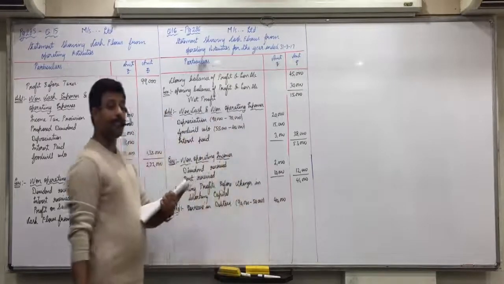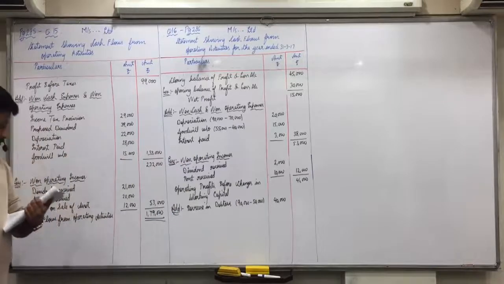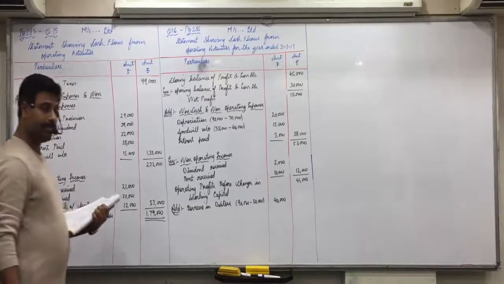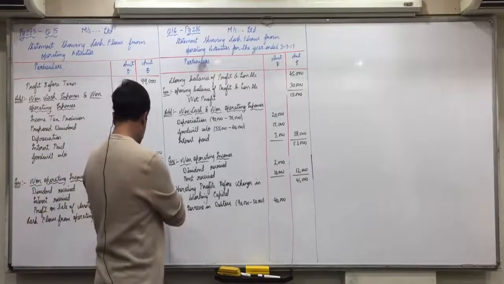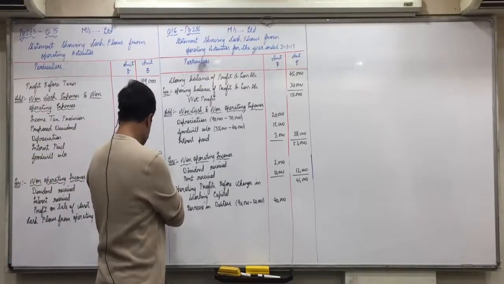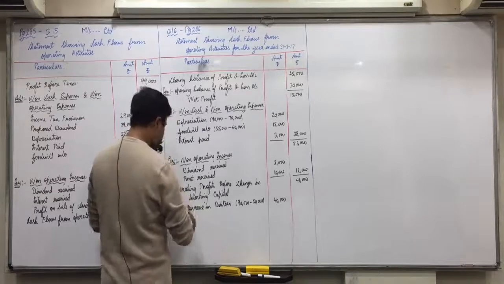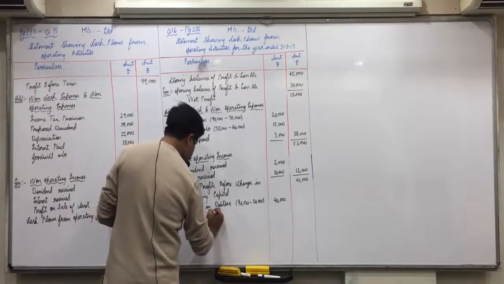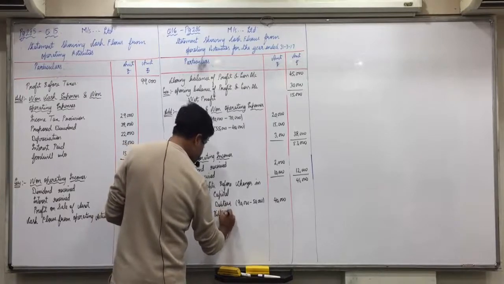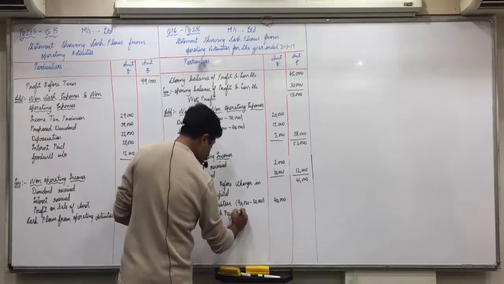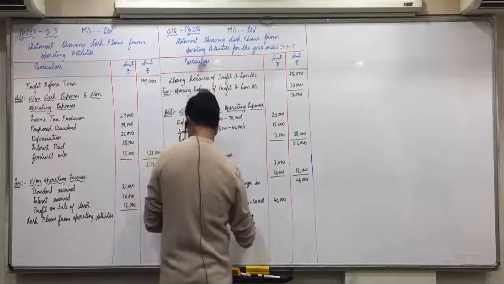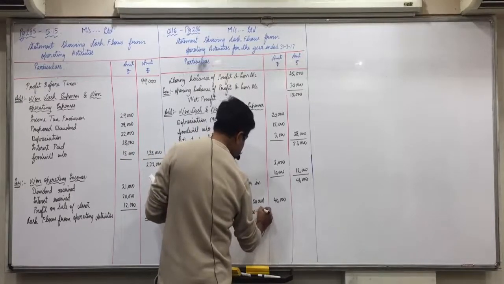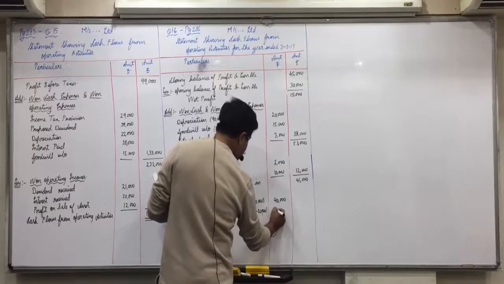Did you all understand this? Bills payable. What will you say? Increase in bills payable. What amount? 70,000 minus 20,000, 50,000.